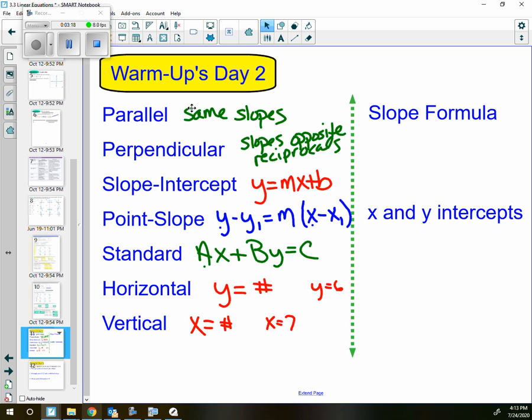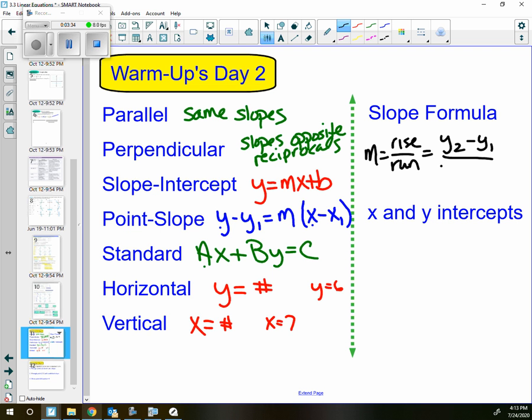So all the different forms of a line, and knowing what parallel and perpendicular are, are big ideas from this chapter. All right, do you remember the formula for slope? Rise over run, the slope formula. Change in y over change in x: y2 minus y1 over x2 minus x1. So if I'm trying to calculate slope from ordered pairs, from points, I do the change in y over change in x.